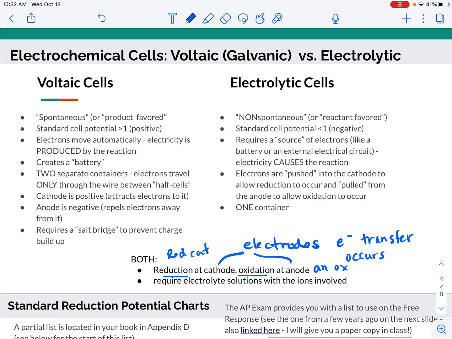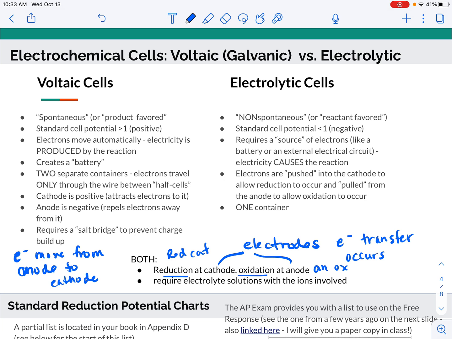Something that's different about those electrodes is that in the voltaic cell, the cathode is positive, and that means that the electrons are being attracted to it so that the reduction can occur. And it's positive relatively speaking. Relatively speaking, the anode is negative because there are extra electrons there and it's repelling the electrons away from the anode. So the electrons will always move from the anode to the cathode, always. It doesn't matter which cell you're worried about, but if it's a voltaic cell, they do it spontaneously.